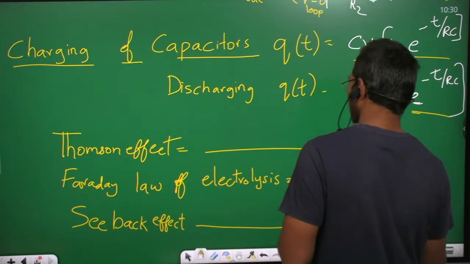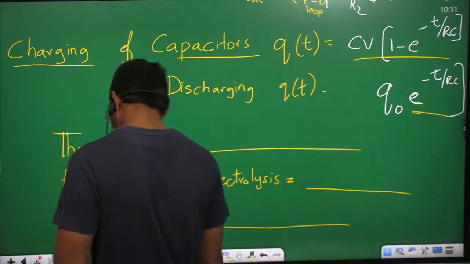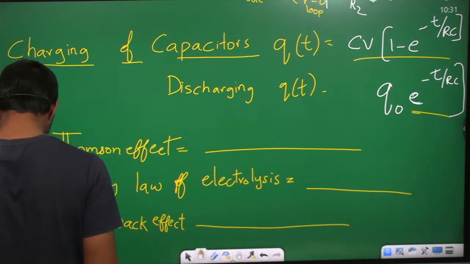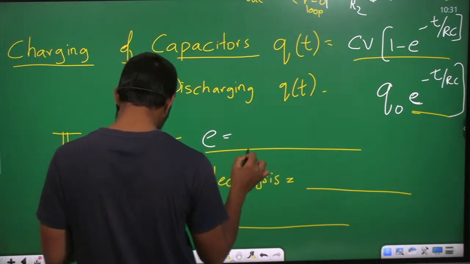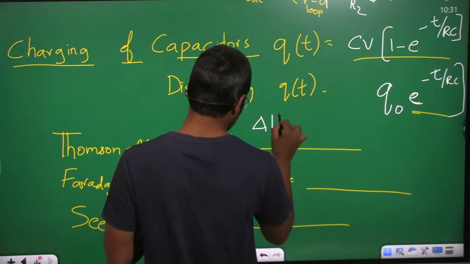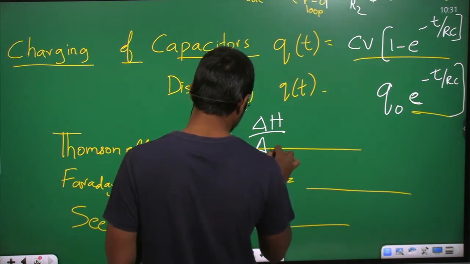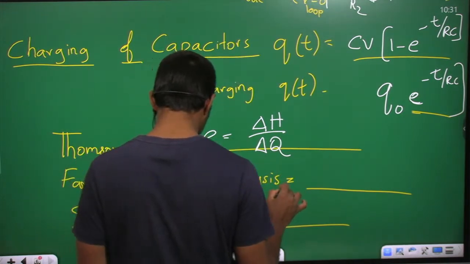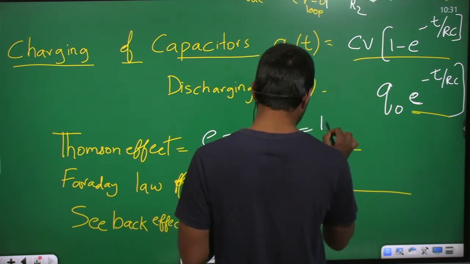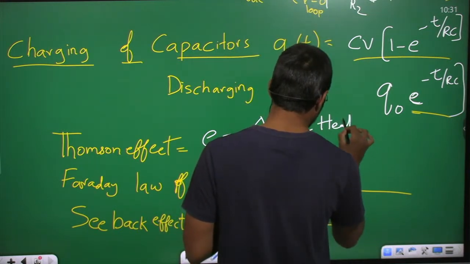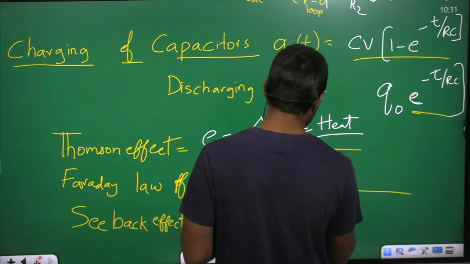So what is the Thomson effect? EMF generated is equal to delta H by delta Q. This is nothing but heat by charge transferred.